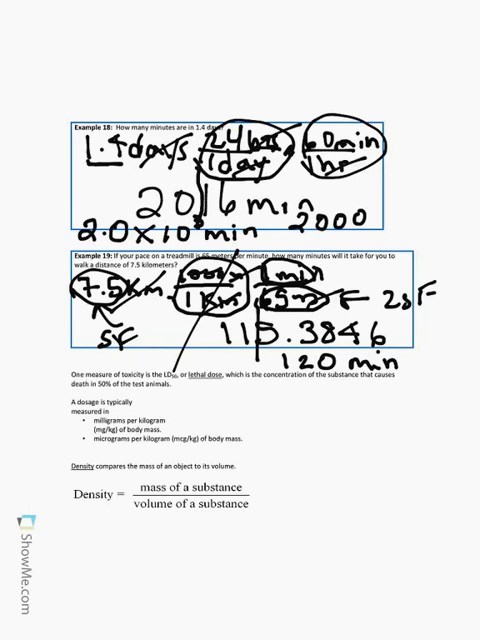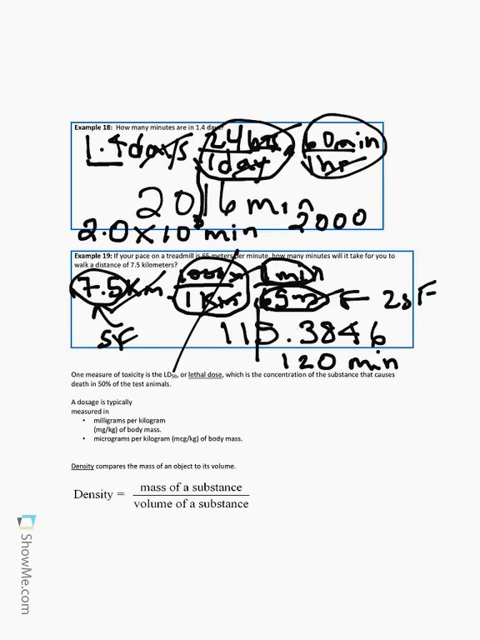One measure of toxicity, which is important in medicine, is the LD50, or the lethal dose, which is the concentration of a substance that causes death in 50% of test animals. Dosages are typically measured in milligrams per kilogram of body mass, or micrograms per kilogram of body mass, just like we saw with the percentages.